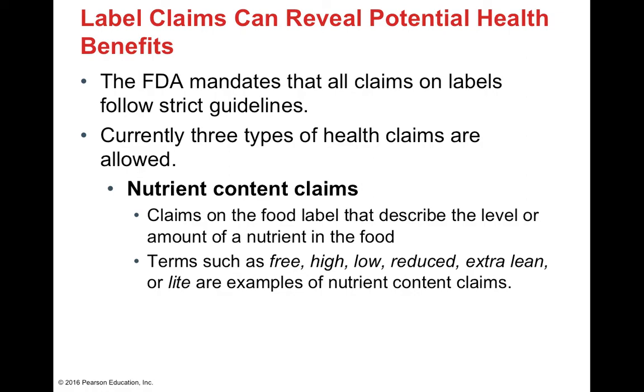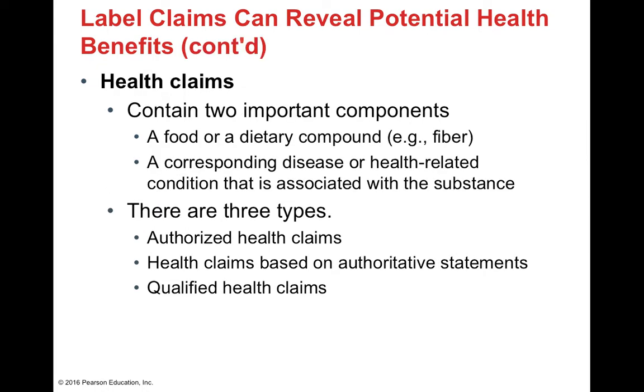So nutrient content claims can describe the level or amount of nutrient in the food: free, high, low, reduced, extra lean, or light. These are examples of nutrient content claims, but be very wary of that. Now, sugar-free should mean 0, right? But low in or high in or reduced compared to what? Light, what does that mean? So these are nutrient content claims that might not necessarily be associated with real values.